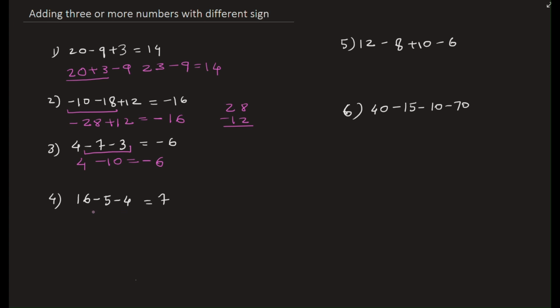And then I have 16 minus 5 minus 4. If I break the sum, it is negative 5 minus 4, which equals negative 9. So 16 minus 9 equals 7. The answer is positive as the greater number is positive.